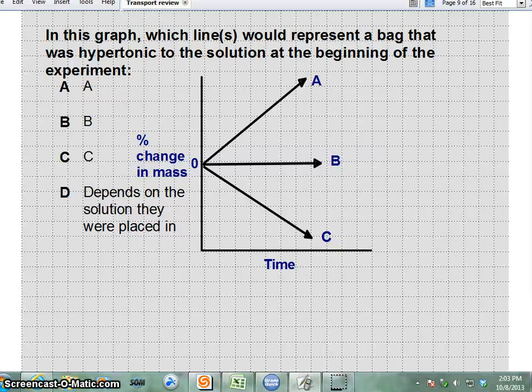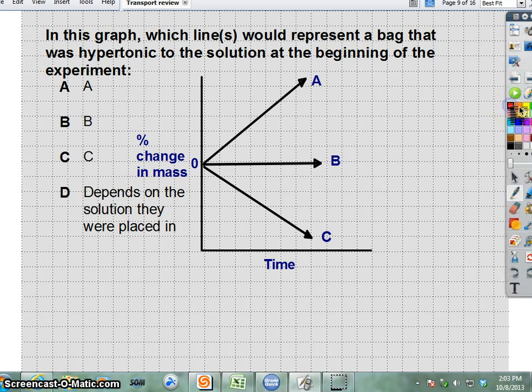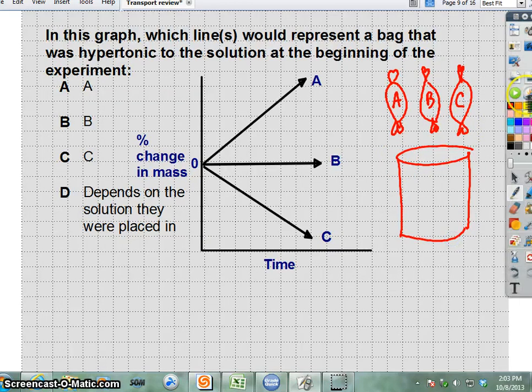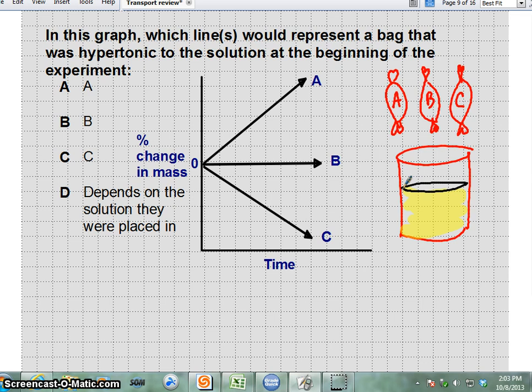Okay, so we've got a graph. Imagine, because there's not really a good explanation here. So we've got 3 bags: bag A, bag B, and bag C. The 3 bags have all been placed into the same solution. So this is our solution. We don't know what's in the solution. The question is, based on the results, which one of those bags, A, B, or C, was hypertonic to the solution at the beginning?